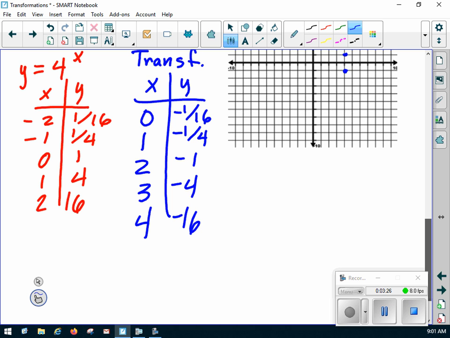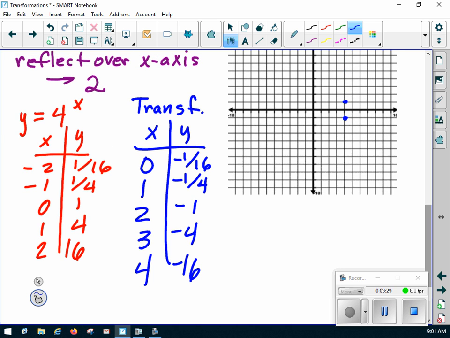Plot the points. We're almost finished with graphing. The other one's not going to fit. We have questions.